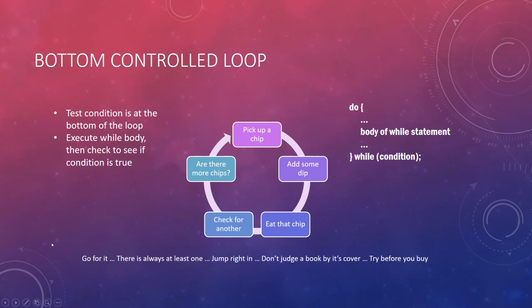What about bottom controlled then? That's a little different, but for our chip, might not look too different. We might have to actually see some code. If I have a bottom controlled loop, I start out picking up a chip, and then I add some dip, eat that chip, then I check for another, and if there are more chips, I'll go ahead and execute my loop again. So notice how in this bottom controlled loop, I'm going to eat at least one chip, or try to, before I give up. And in the top controlled, I didn't. If we were out of chips, I didn't get any.